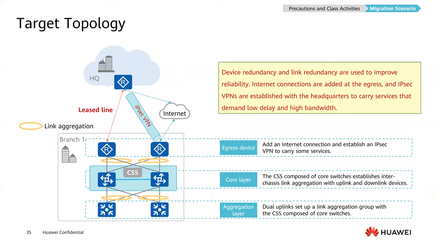You will find that for the branch networks, we will use two routers as egress devices, and we will have two core switches. Between the two switches, we will use CSS technology to improve the HA ability. Besides the leased line, we will add a new line, an internet line, and we will build an IPSec VPN to HQ using the internet line. The bandwidth will be much larger, but the security level will not be like the leased line, so we need to use IPSec VPN technology.